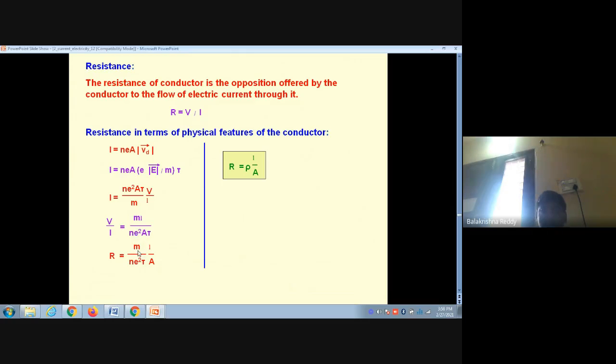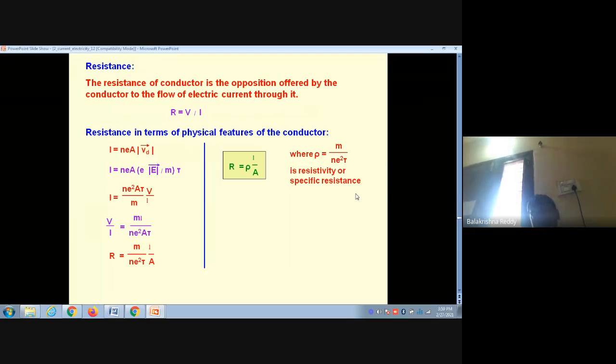Now, whatever m/(ne² τ), where τ is the relaxation time, whatever is there in terms of area and length. So this m/(ne² τ), which is called relaxation time, is completely taken as a constant. That is R = ρL/A, where ρ = m/(ne² τ) is resistivity or specific resistance.